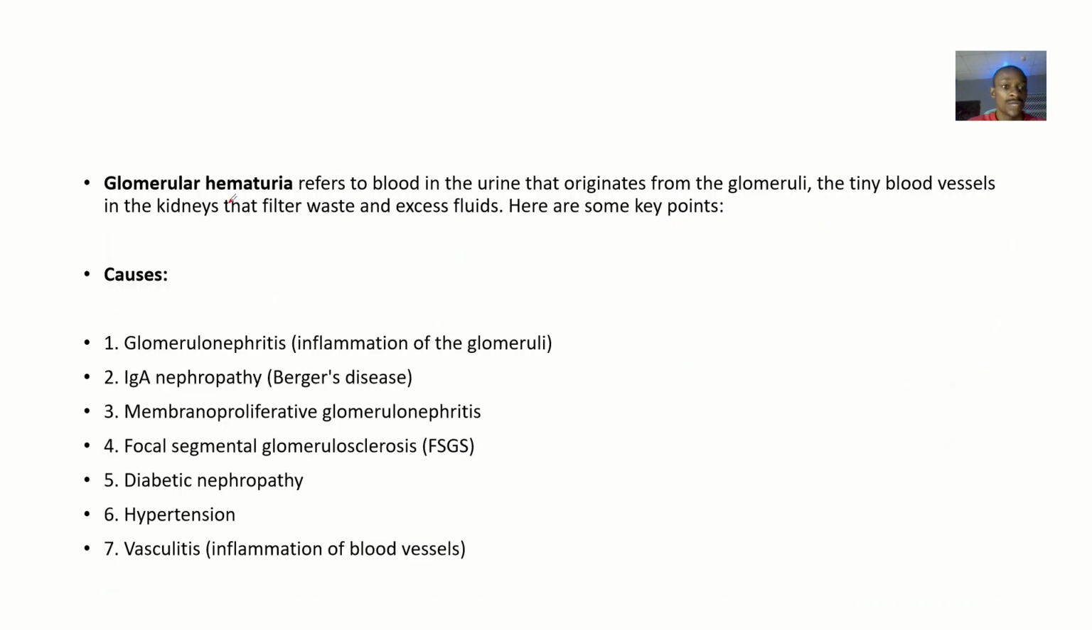So, glomerular hematuria refers to blood in urine that originates from the glomeruli. That means the problem is associated with the glomerulus. Do you understand? The glomeruli contain tiny blood vessels in the kidney that filter waste and excessive fluid. So if the problem is from that unit, that's why we say glomerular hematuria.